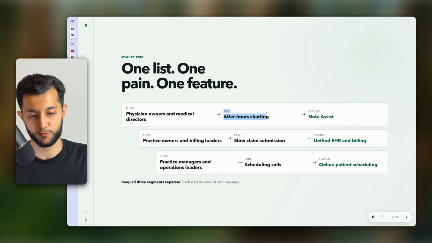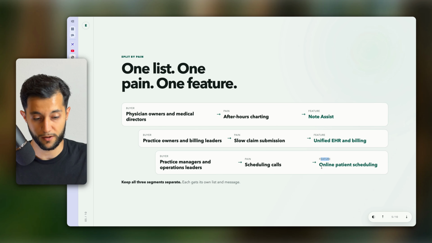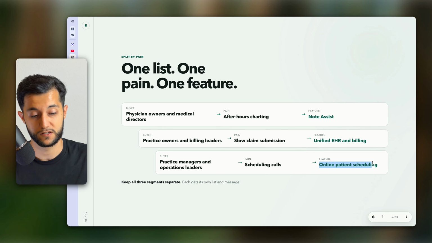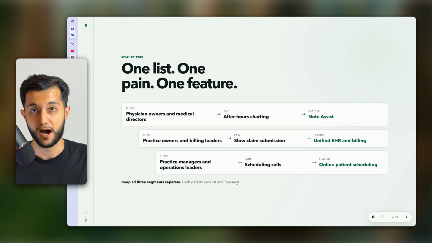Because everyone has their own issues, as you can see. Like the physician owners and the medical directors, they don't care about scheduling calls, do they? But practice managers and operations leaders, they super care about scheduling calls because their people are on the phone all of the time. That's the issue. And for them, we're going to show them that we can have the patients schedule themselves online on any device, right? So we keep all three segments completely separate and send them their own message, right?